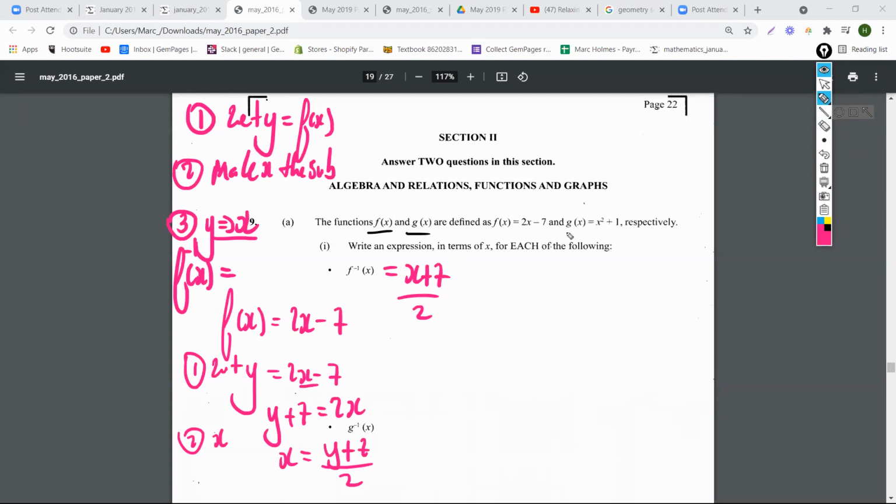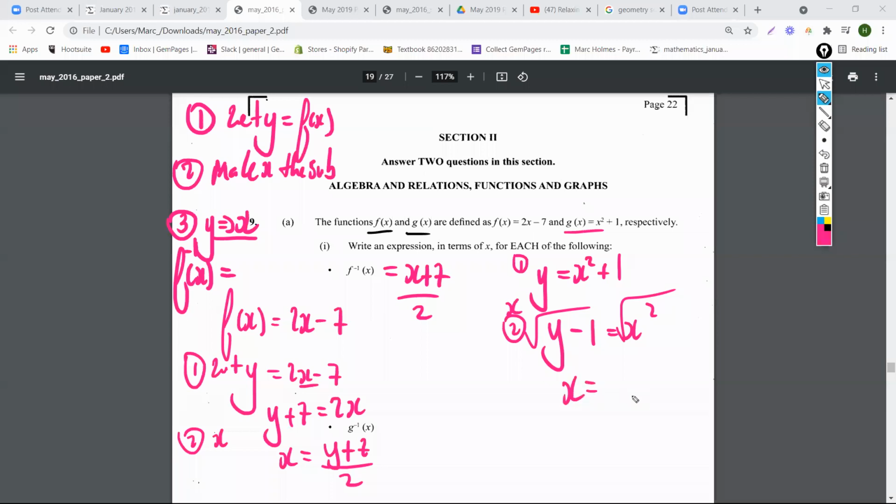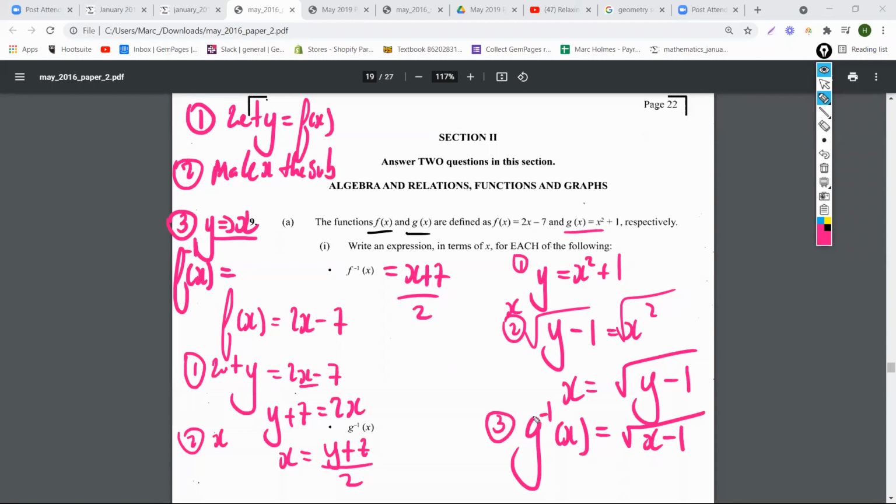Now we need to find the inverse for g, right? So we need to do the same thing. Let y equal x squared plus 1. That's the first step. The second thing to do is to say y minus 1 is equal to x squared, making x the subject of the formula. And to find this answer, of course, we need to find the square root of both sides. So we get x is equal to the square root of y minus 1. And then the last step, guys, is to change the y to an x. So g to the negative 1 of x is equal to the square root of x minus 1. And this is the inverse for g.